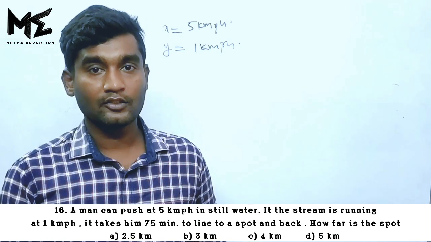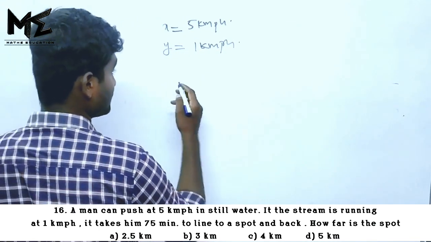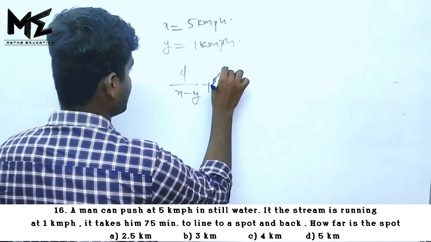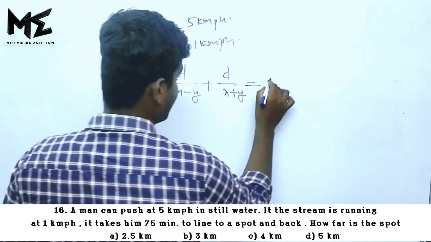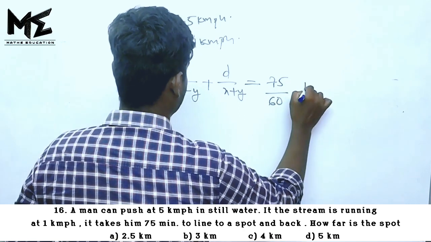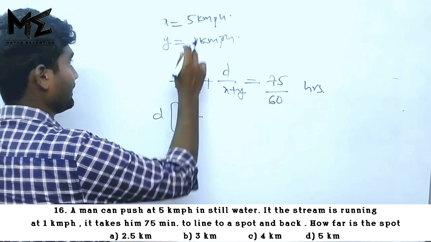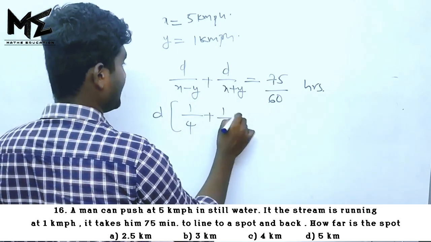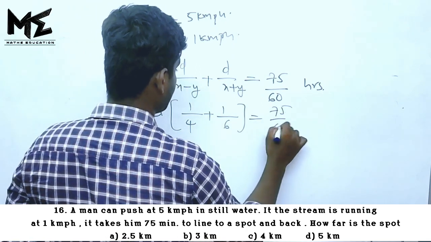So how far is the spot? We have distance by (x minus y) plus distance by (x plus y), which is equal to the total hours, 75 minutes. Minutes can be changed into hours. We need to find distance. So distance times 1 by (x minus y), 5 minus 1 is 4, plus 1 by (x plus y), 5 plus 1 is 6, which is equal to 75 by 60.